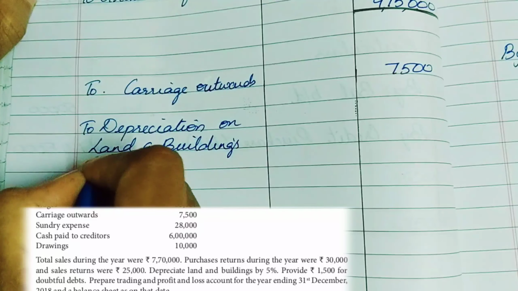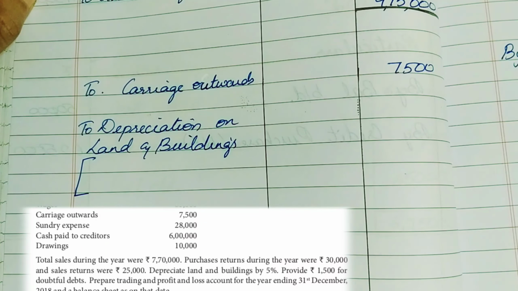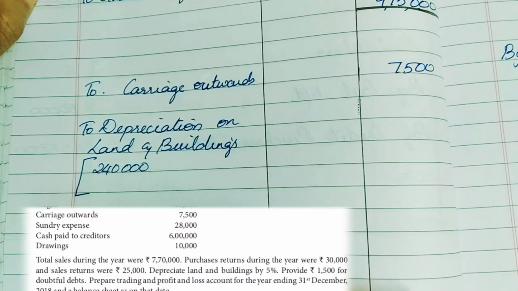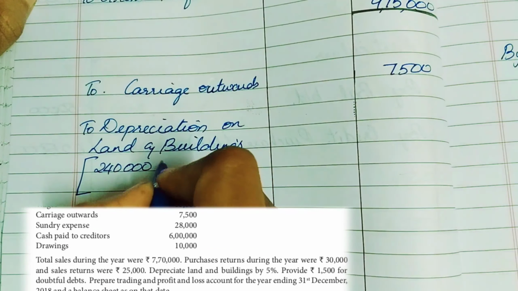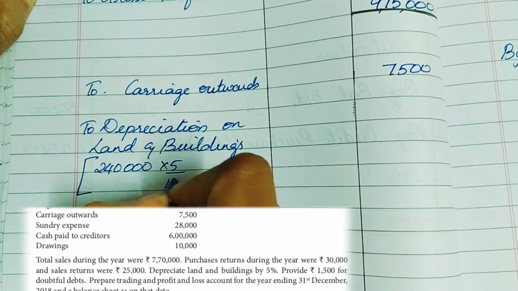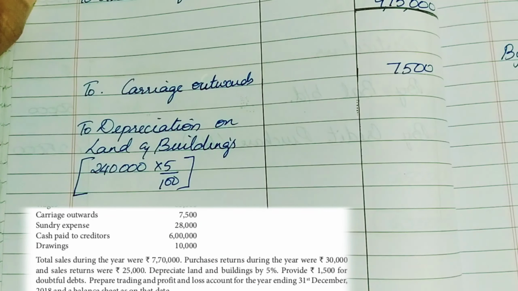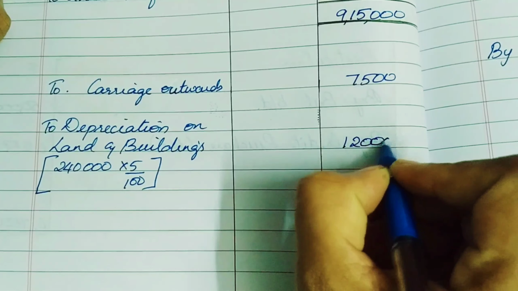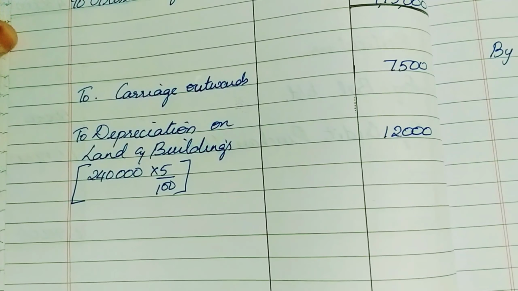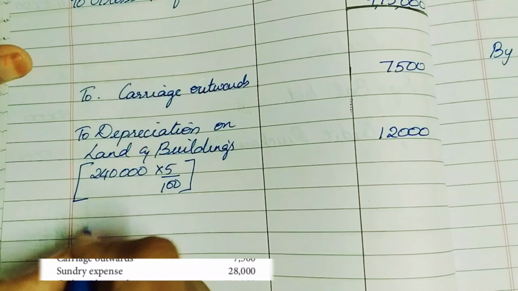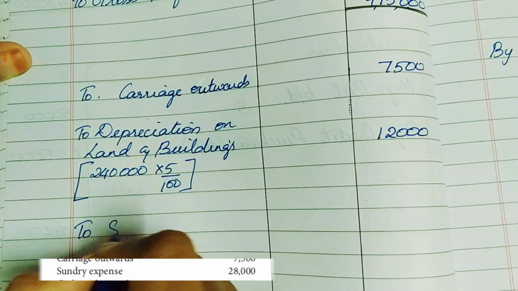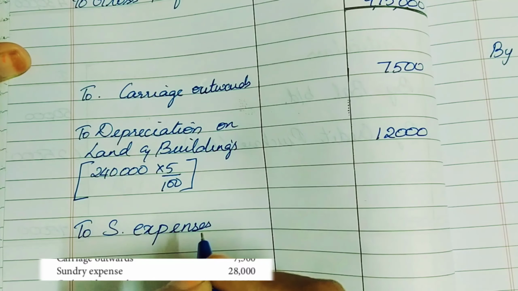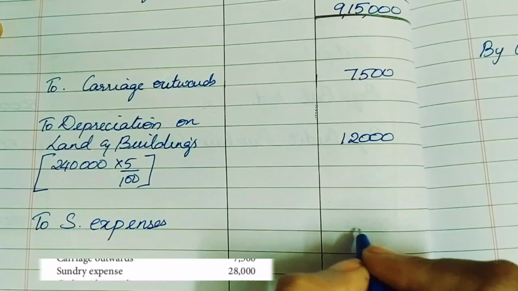So the value of land and buildings given in the tabular column is 2,40,000, and depreciation is to be created at 5% out of 2,40,000. So 5 by 100, so depreciation is 12,000 rupees for land and buildings. So next is the sundry expenses, which are given there in the other information. So sundry expenses, that is rupees 28,000.